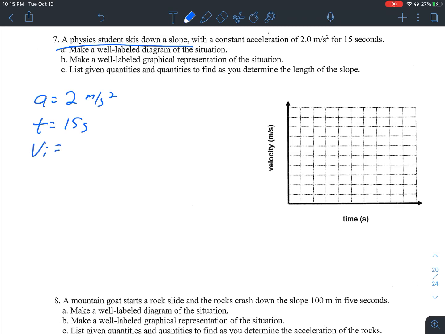So there is another given, and we're looking for a final velocity to be able to plot it. We're not given displacement, so we can't use that in our initial, we can't use the other two equations.